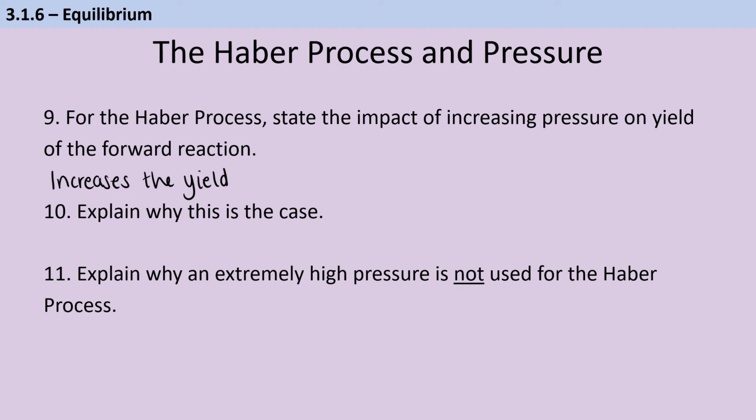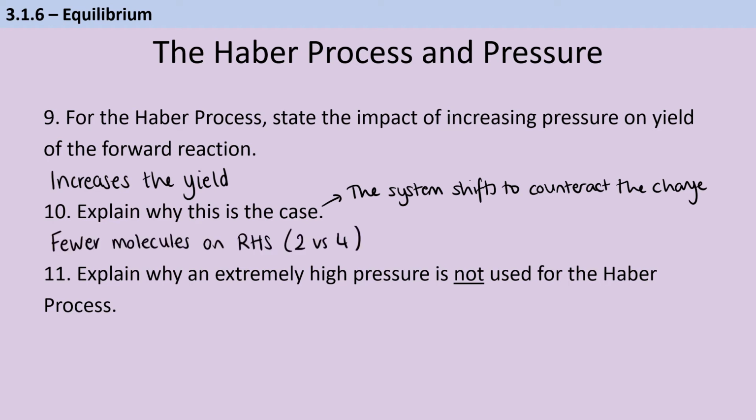If you increase the pressure of the Haber process, then you will increase the yield. And this is the case because, again, the system is going to shift to counteract the change. And here that means trying to decrease the pressure again. So because there are fewer molecules on the right-hand side of the equation, because we've only got 2 moles of ammonia compared to 1 mole of nitrogen and 3 moles of hydrogen, the forward reaction is therefore favoured and the equilibrium is going to shift to the right. So we do use a high pressure for the Haber process, but not an extremely high pressure for 2 key reasons. One being the cost of raising that pressure and the other being the safety aspect.